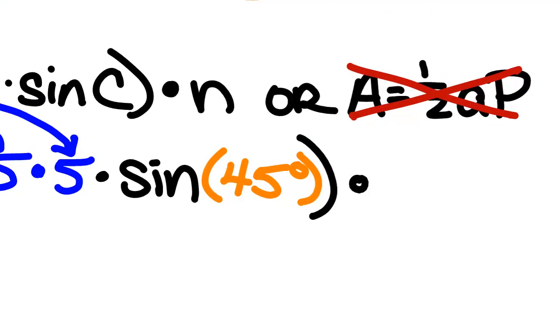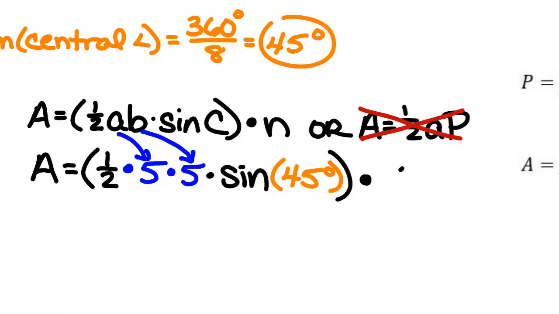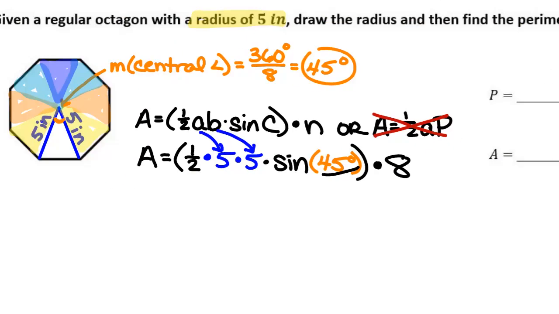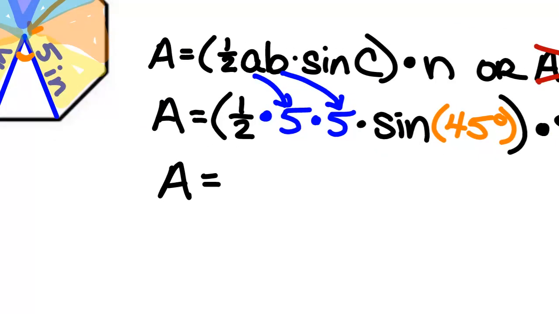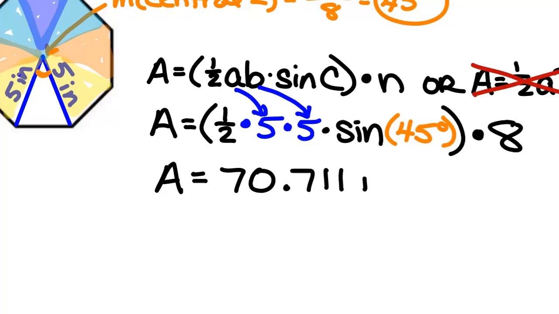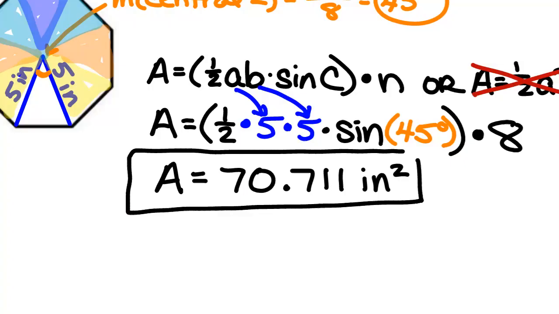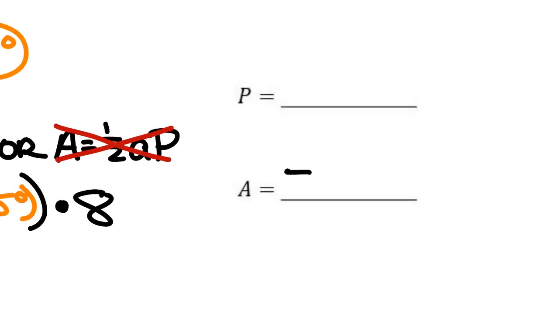Times the number of sides. So we're going to multiply this all by what? Multiply it all by 8. And what do we get for our area? 70 point, I didn't hear the end. 71, I got 70.711, yes. That would be inches squared, because they gave us the radii in terms of inches. So 70.711 inches squared. Doesn't matter if you just leave it at 70.71.